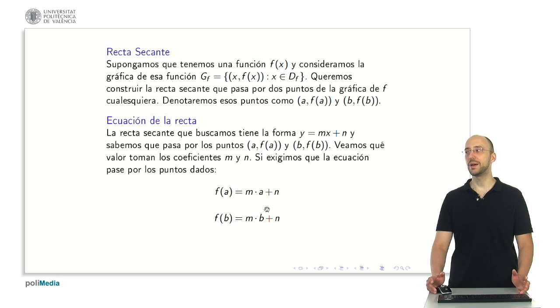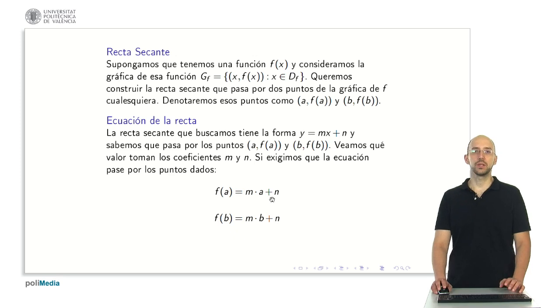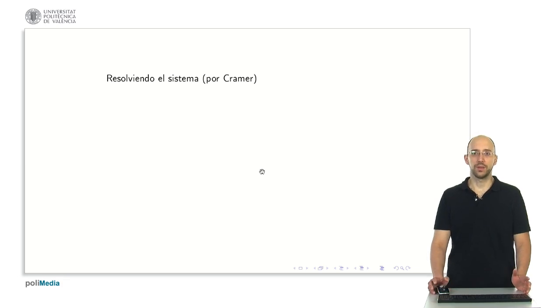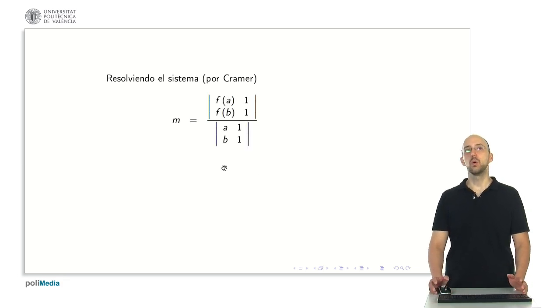How can I go about solving a system of 2 equations with 2 unknowns? There are various methods available, and I'm open to any approach you prefer, whether it's substitution, elimination, or another technique. I'm opting for a somewhat unconventional method, Cramer's method, which I'm sure you're familiar with, even though it's not the traditional choice. This system is determinate and compatible and can be easily handled. According to Cramer's formula, the parameter m is determined by these 2 determinants. The determinant f of a, 1, f of b, 1 divided by the determinant of a, 1, b, 1.